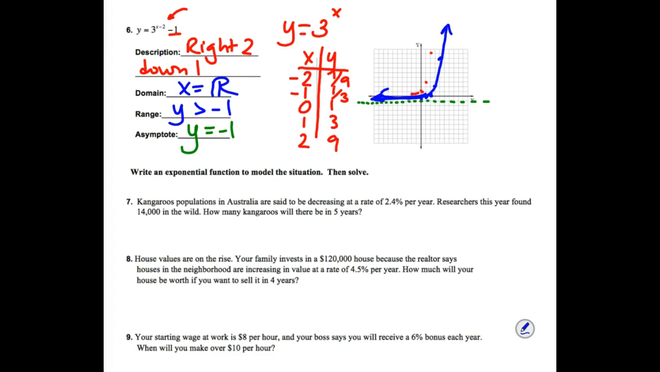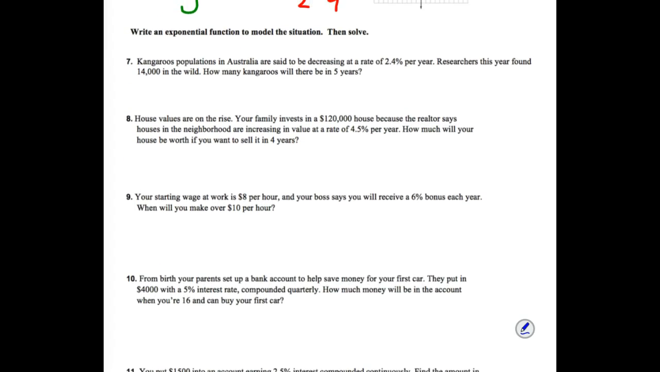All right, shifting to our exponential equations. Notice the directions. You have to write a model to model the situation before you try to solve it. So I'm going to be looking for 2 separate equations, one where you set up the model and then one where you use it to solve it. First example says the kangaroo population in Australia is said to be decreasing at a rate of 2.4% per year. Researchers this year found 14,000 in the wild. How many kangaroos will there be in 5 years?